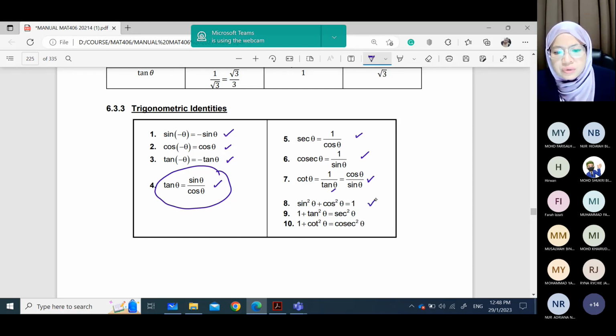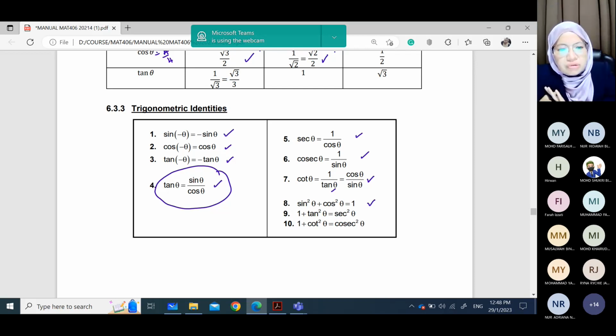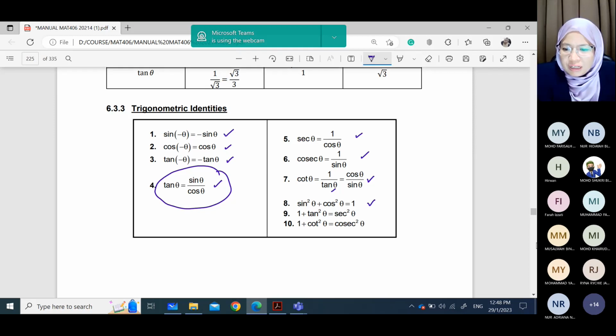Sebab tangent tu sendiri, root dia adalah sin theta dan juga cosine theta. And this one, sin square theta plus cosine square theta equals to 1. So this one, make sure the angles are equivalent. Angle dia adalah sama. Then you akan dapat 1. So ni adalah trigonometry identities yang selalu kita gunakan dalam pengiraan. Okay? Boleh? Ada soalan tak?